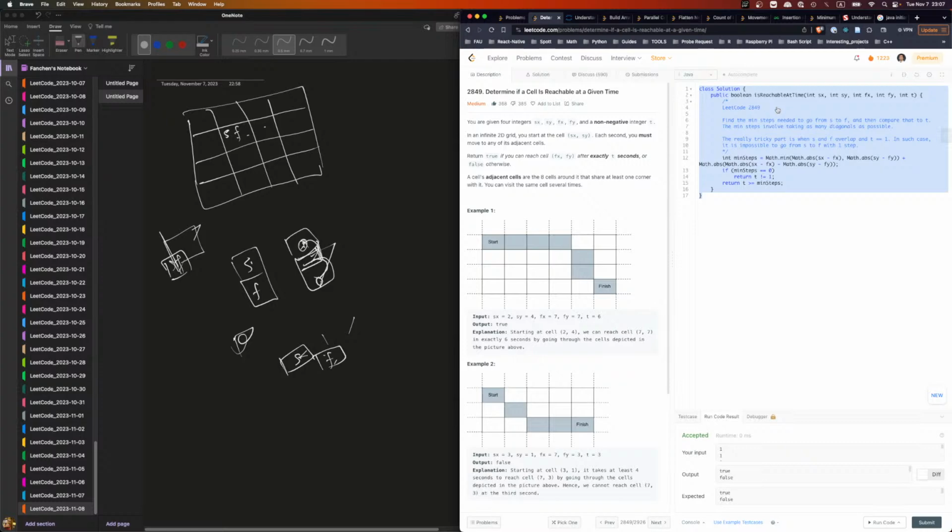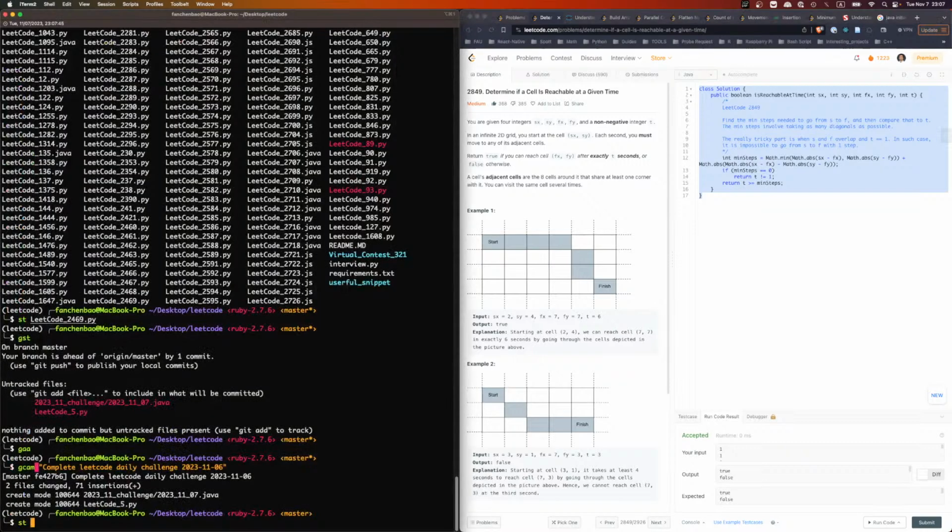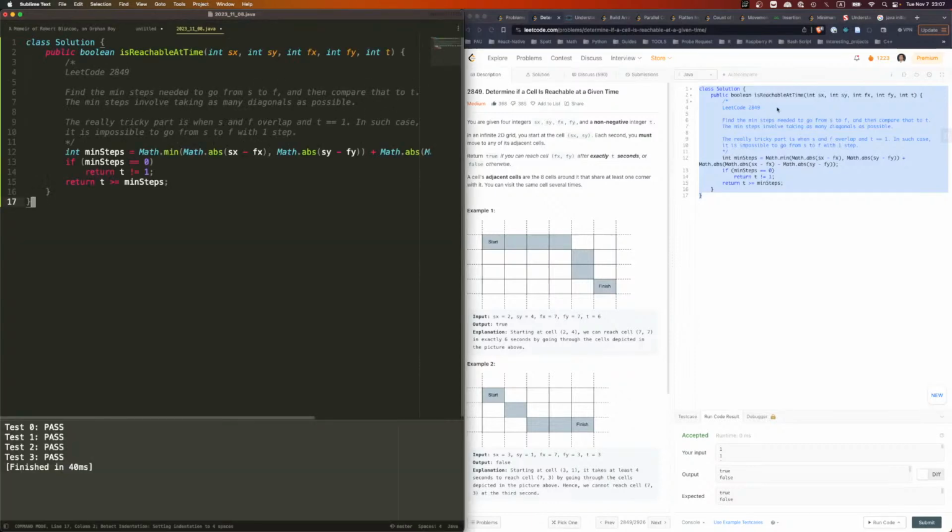Tricky. I can see why people don't like it, but I don't really have too much against this. I think it's fun. I think it's very fun.